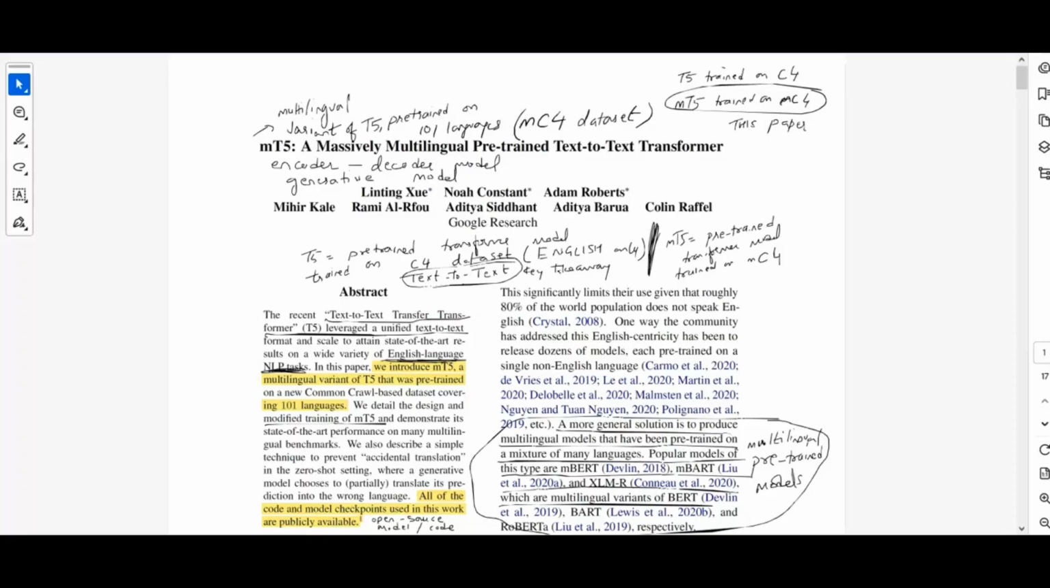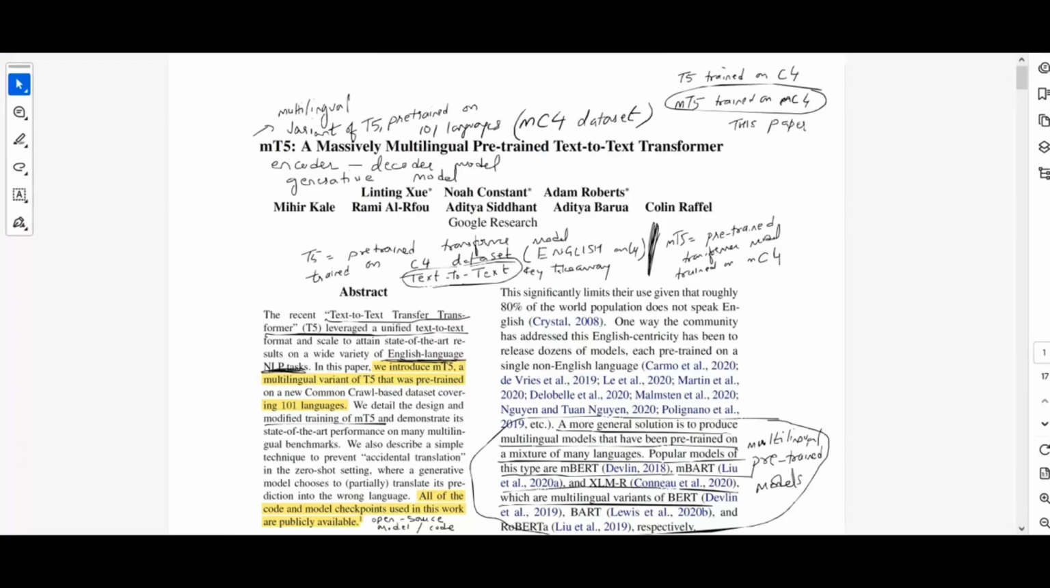mT5 is a pre-trained model that is available on Hugging Face by Google Research, and the model is described in this paper called a massively multilingual pre-trained text-to-text transformer. Now, it's beneficial that you have already read the T5 paper. I also have a video about T5 on my channel, so I encourage you to watch that first because I'll be referencing the T5 model as we review this mT5 model.